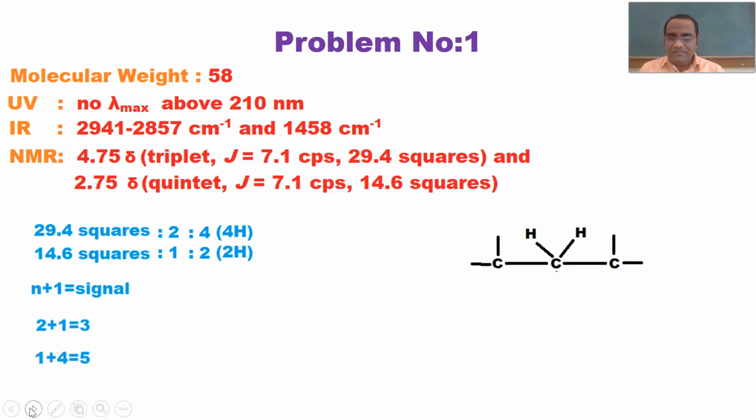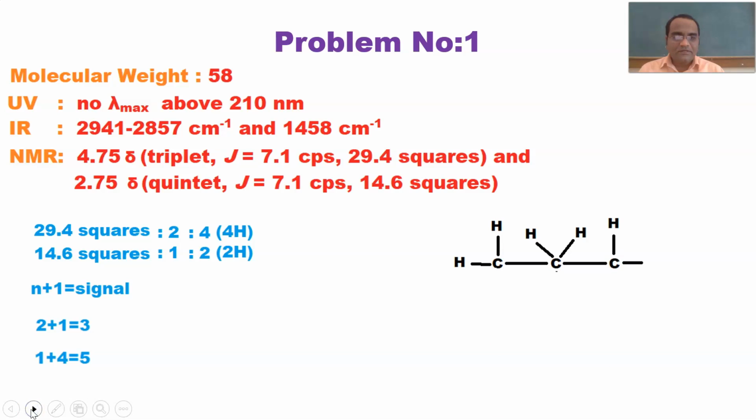After that, going towards the next signal, 4 plus 1 gives 5, so that means a quintet. For a quintet, the adjacent carbons should have 4 hydrogens, equally distributed on both sides. So I have started with the second carbon, first putting a hydrogen on the second carbon, and now I will put the 4 hydrogens on the adjacent carbon atoms.